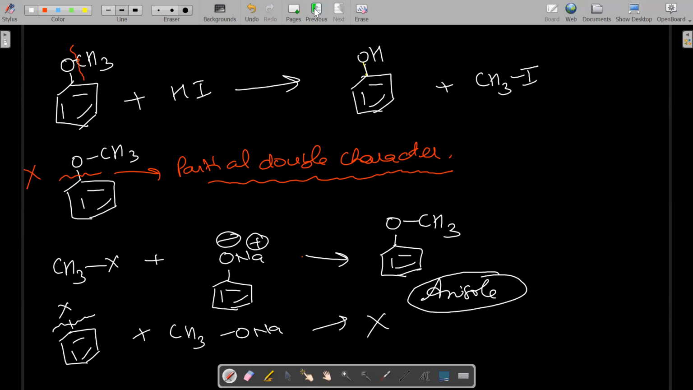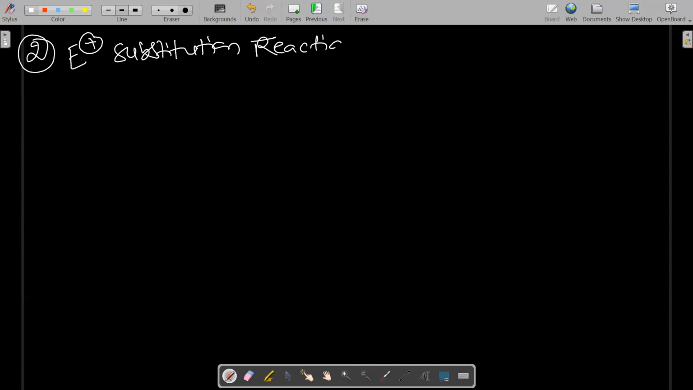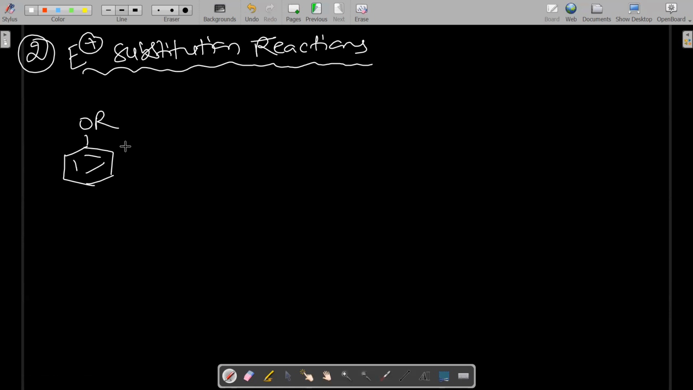So you can see so many examples. Okay, so the next property, the second property, is electrophilic substitution reaction. And whenever we talk about this term, it always comes to mind that this is a reaction for aromatic compounds. So in ether, which one is the aromatic ether? That is anisole, or we can say OR, or any alkoxybenzene, and R can be taken as CH3 also.